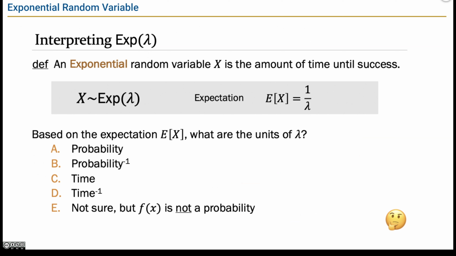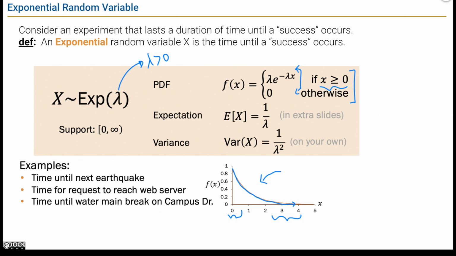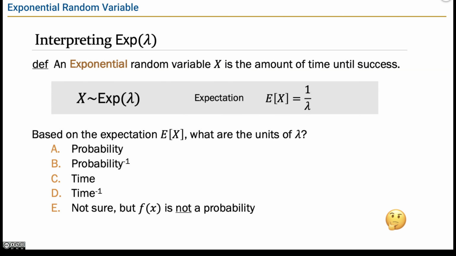So let's address this lambda. What are the units of lambda just based on what we know about expected value? You can derive the expected value, which I do in the appendix. I'd recommend you try it on your own and then you can check. And then same idea, try deriving the variance. But we'll see that the expected value here is 1 over lambda. So using that info alone, what are the units of lambda? Go ahead and put this on pause.